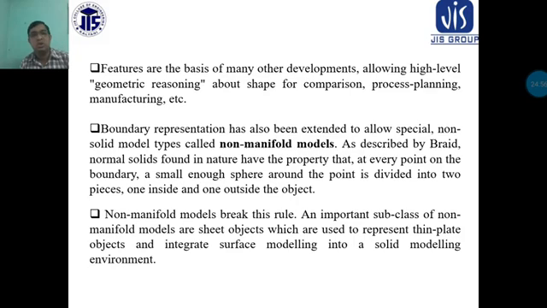Another thing considered is manufacturing, and allowance, and developments, and also geometric reasoning will be counted. The manufacturing will be considered according to the comparison, whether it will be excess manufacturing or lean manufacturing. And another thing, boundary representations have also been extended to allow spatial, non-solid models, called non-manifold models. That means you consider which one is a manifold or a non-manifold model, as described by Braid.